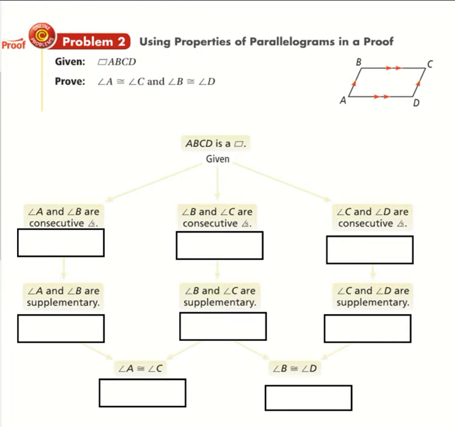It says angle A and angle B are consecutive angles. Well, yep, we know that. And how do we know that? We know that by the definition of consecutive angles. That's what we said for our definition. Yep, that's true. Alright, so angle B and angle C are consecutive angles. Once again, that's by the definition.